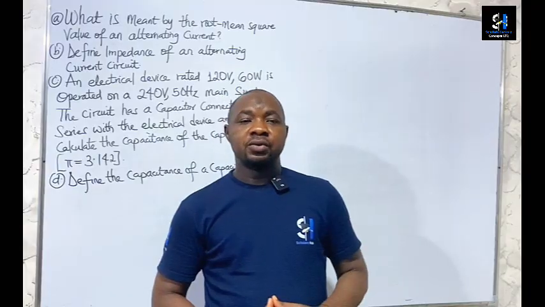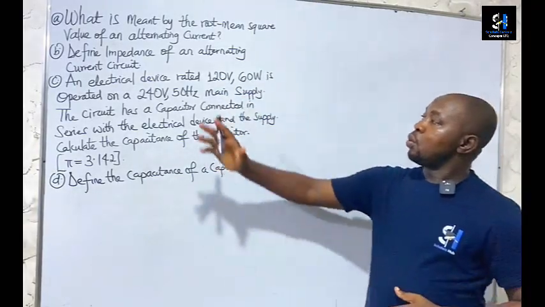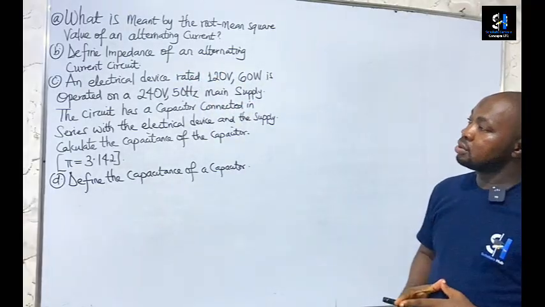Welcome to another video. Let's walk through this physics challenge on the board. What is meant by the root mean squared value of an alternating current?